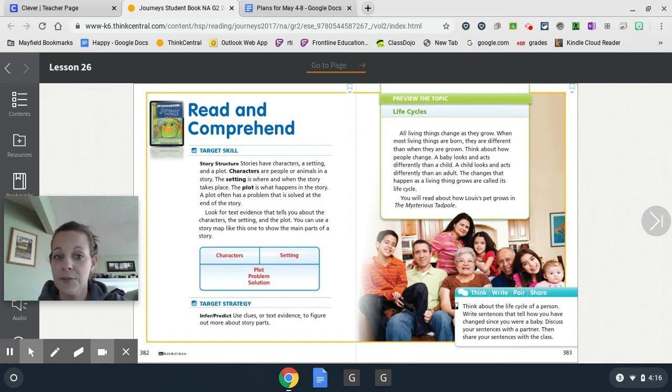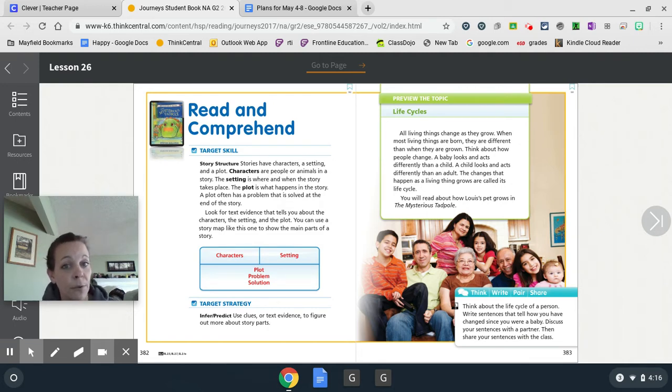Our focus for this week is going to be our target skill, story structure. Now, this isn't anything new to us. We've been talking about story structure all year long. The main parts of a story structure are the character, setting, and the plot. It's important to remember that stories have characters, a setting, and a plot.